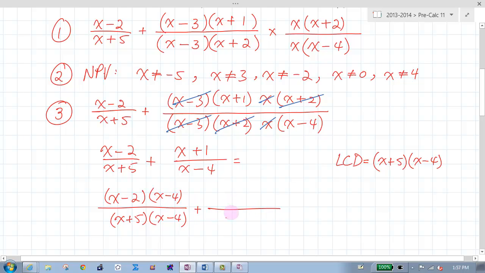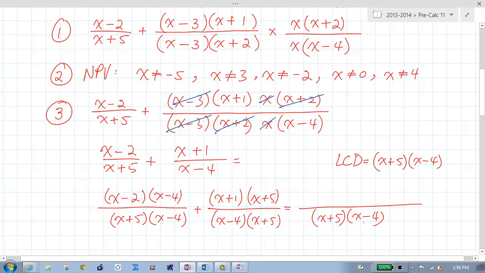Okay. The second fraction, it is an x minus 4. The top is x plus 1, but we need to multiply the bottom by x plus 5 to make it the LCD. We need to do the same thing to the numerator. Now we have a common denominator between the two fractions, x plus 5 times x minus 4.